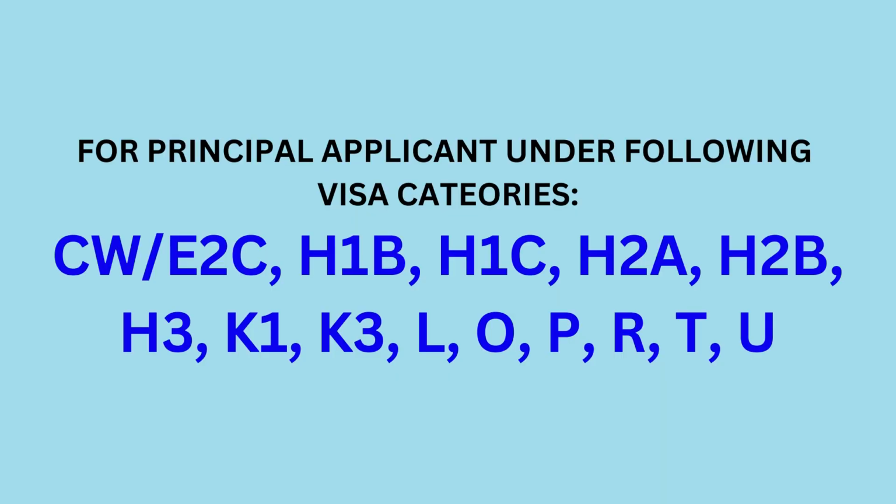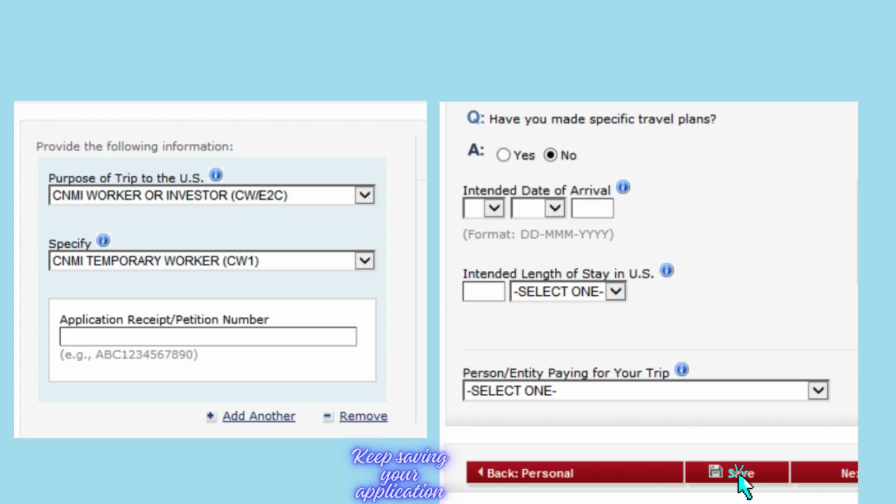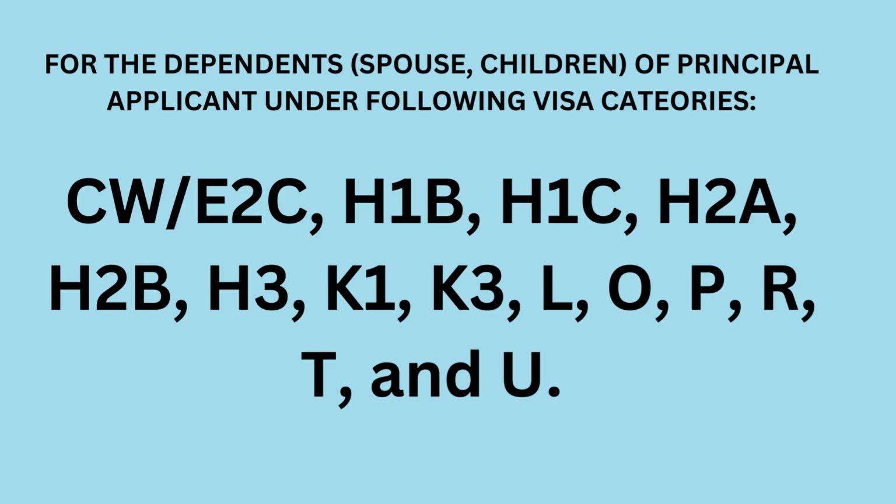Now, if you are a principal or main applicant under these visa categories like H1B or L or U, then you will have to fill this additional form. Here you will have to fill the information regarding your dependents like your spouse and your children.